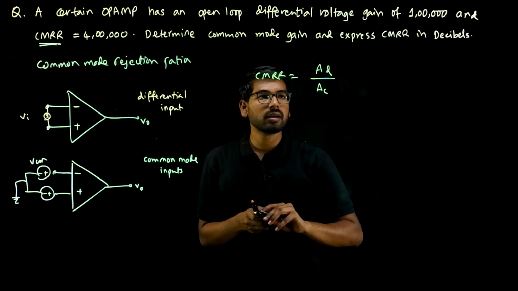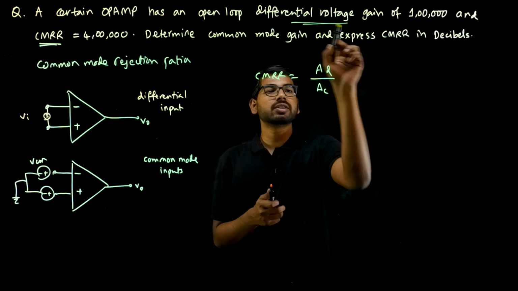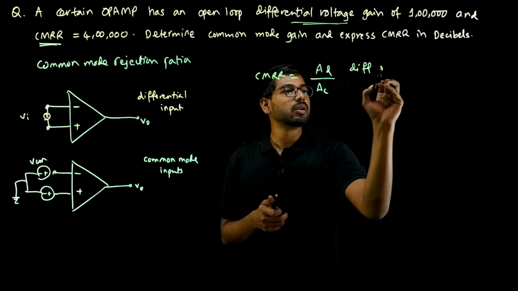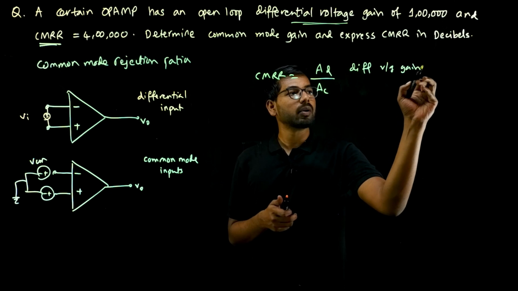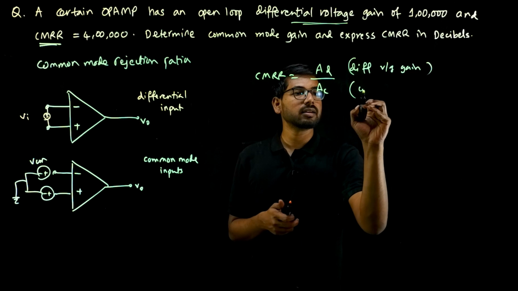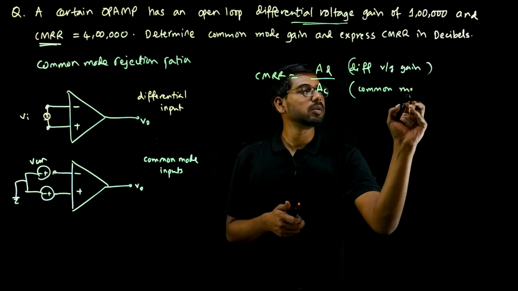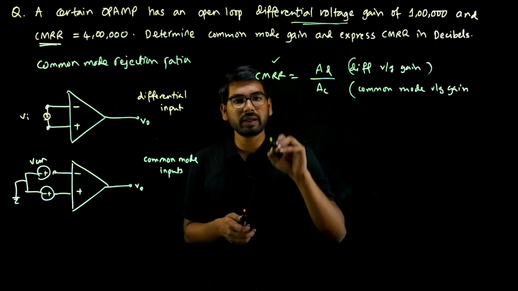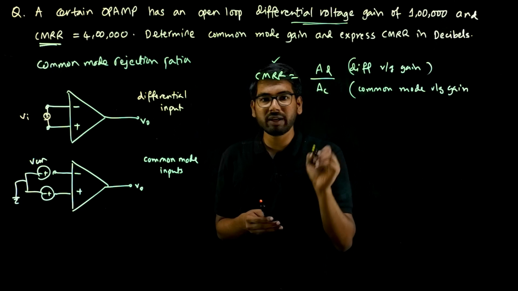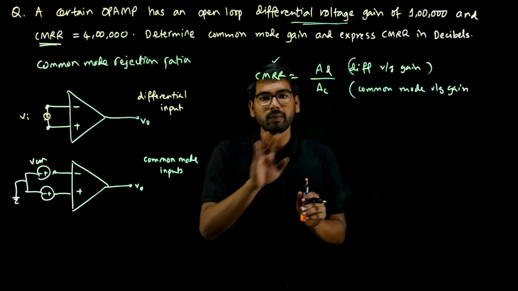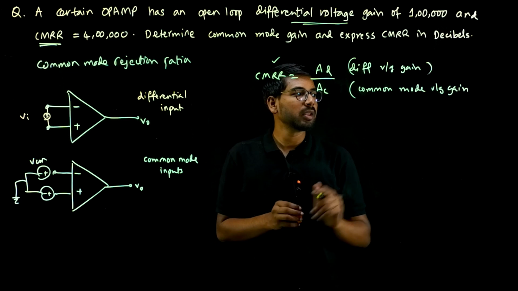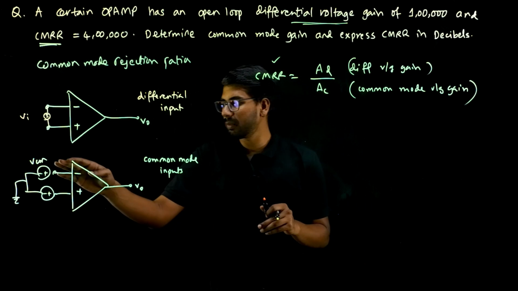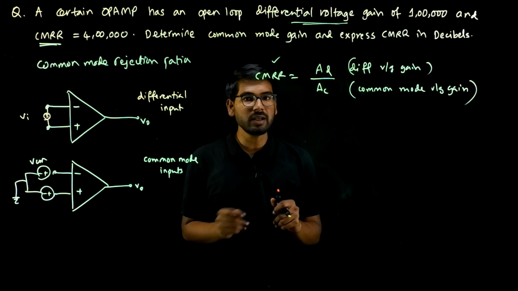Where AD is the differential voltage gain, and AC is the common mode voltage gain. I said CMRR should be very high. That means AC should be very low. Ideally, this common mode voltage gain should be 0. Whatever common mode input you give here, the output must be 0.